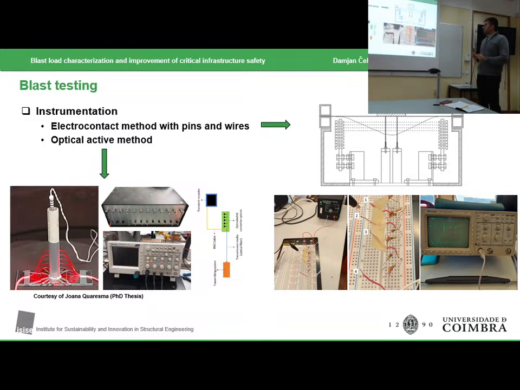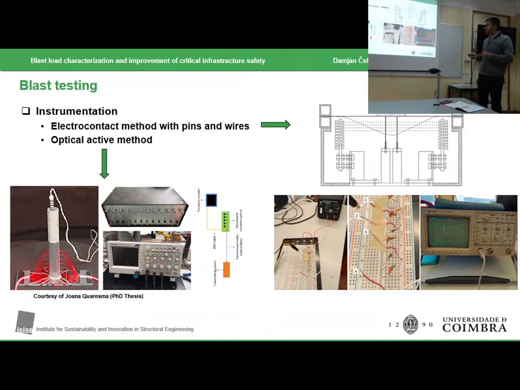Next thing which is important to define in this setup is an instrumentation, because we are dealing with very fast loads, and common data acquisition is not fast enough to capture the movement of the plate and initial velocity that we need to validate our model. So we need to develop our own instruments.